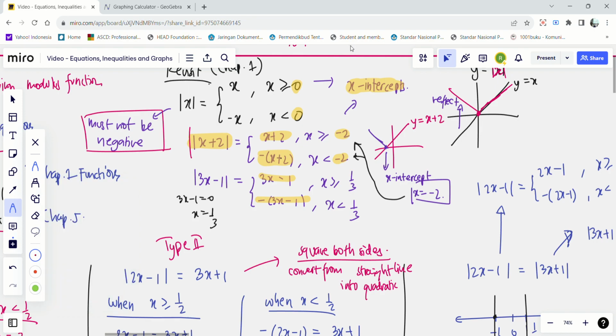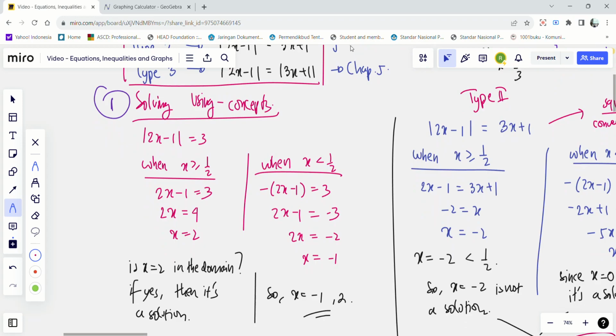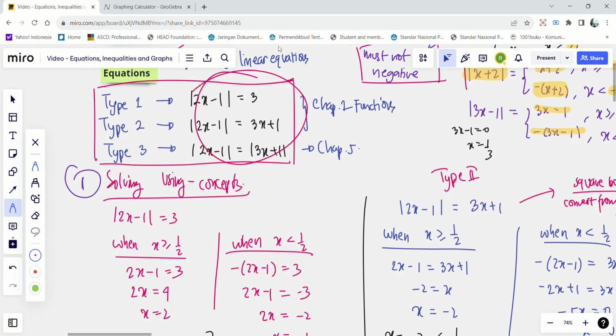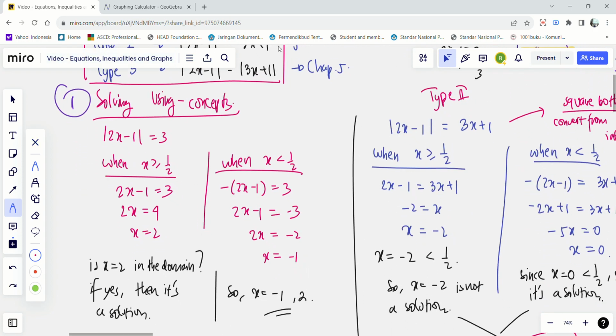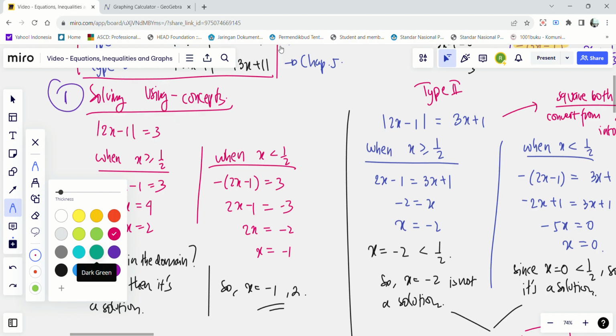which we will be using over and over again whenever we solve modulus equations by concept, as well as when we see how we solve modulus inequalities later, again also by concept. So let's try. In this case, let us discuss how we solve these three examples of modulus equations. The first one, given modulus of 2x minus 1 equals 3. So how do we solve this?